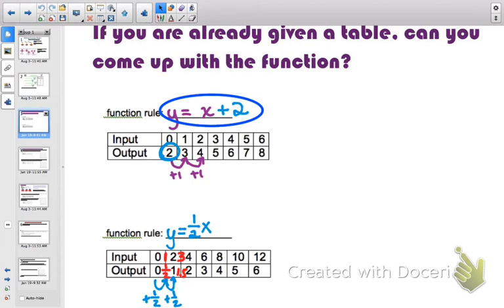We have to be really careful about those. And then my 0 number is already in the table. The output is 0 when the input's 0, so I can write plus 0, or I don't need to. So I've got y equals 1/2 x. Go ahead and do the Your Tries.